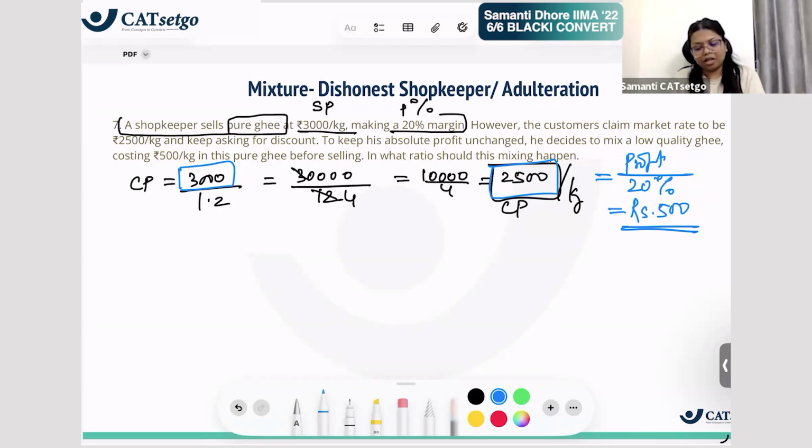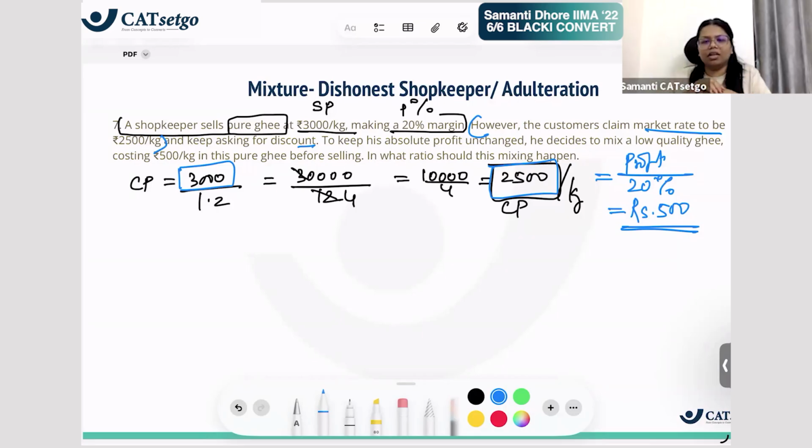Next, they say, however, this person is selling it at 3,000 rupees. However, the customers claim the market rate to be 2,500 per kg and keep asking for discounts. So the customers are smart. Customers are not fools these days, right? They watch news, they read WhatsApp messages, they watch Instagram, they watch Facebook, and they have been seeing news telling them that this specific quality of ghee comes at 2,500 only. Nowadays, a lot of pure ghee is being sold, like high protein ghee, A2 milk ghee, bilona process ghee, which is sold at a premium.